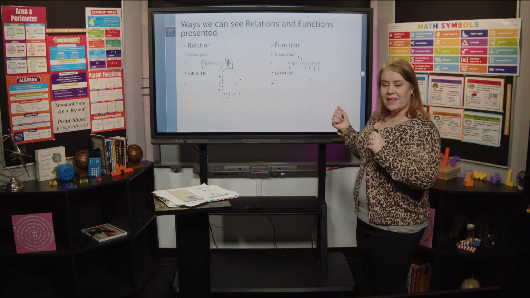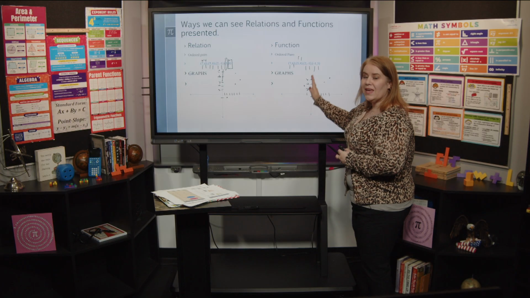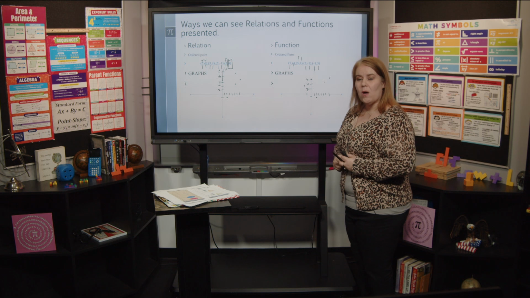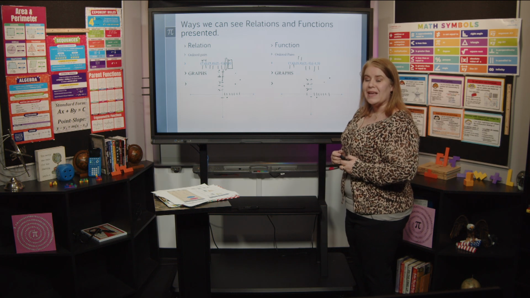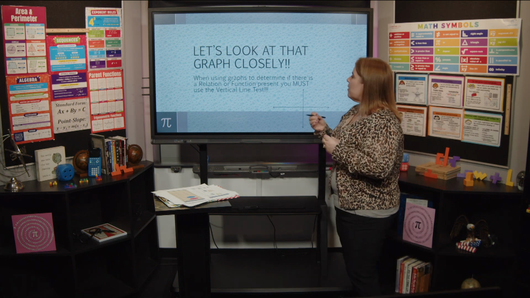Well, Ms. Killen, can we see that graph? Sure, let's do that. 7, 6. 5, 4. 2, -1. -1, 3. So there we have for each x value, I only have that one y. That shows a function. Let's look at the graph a little bit more.